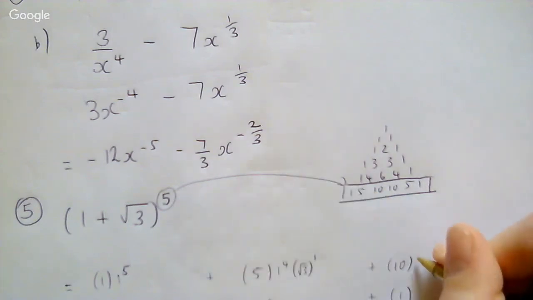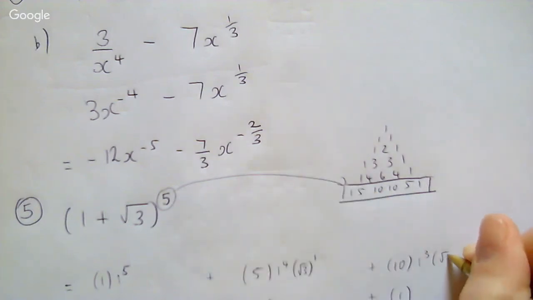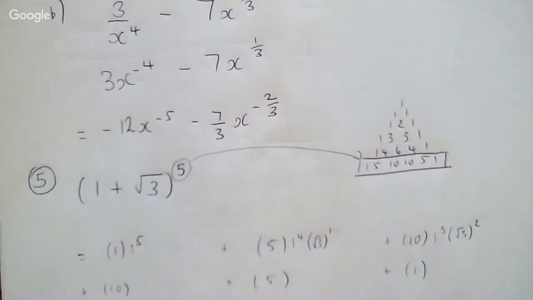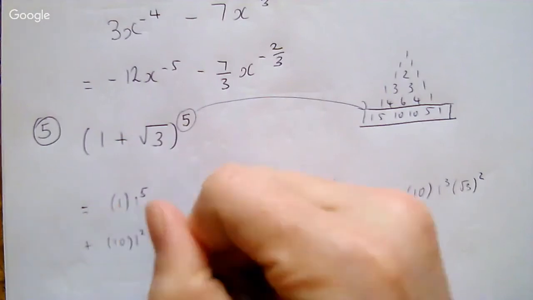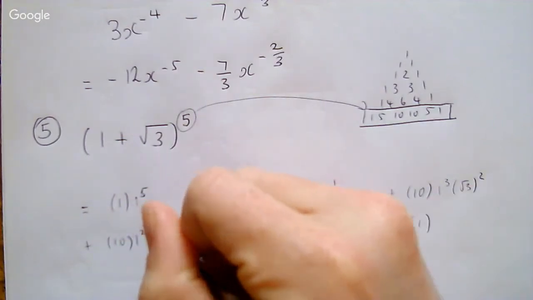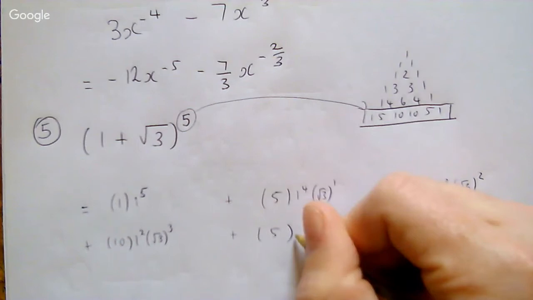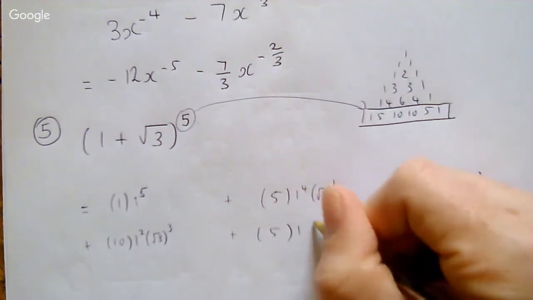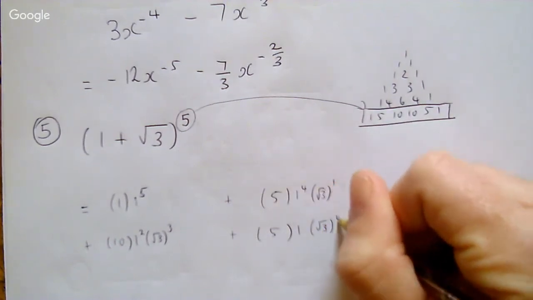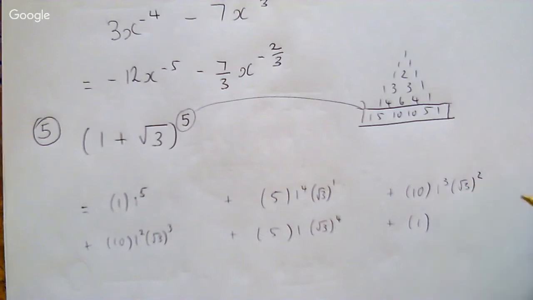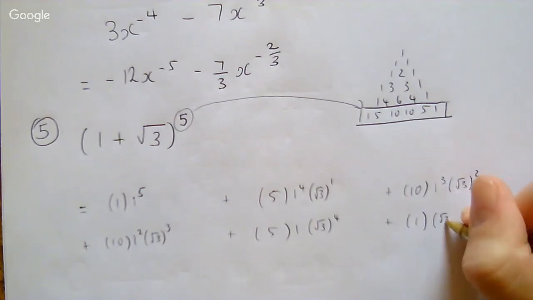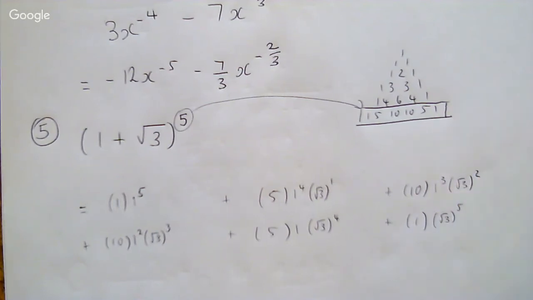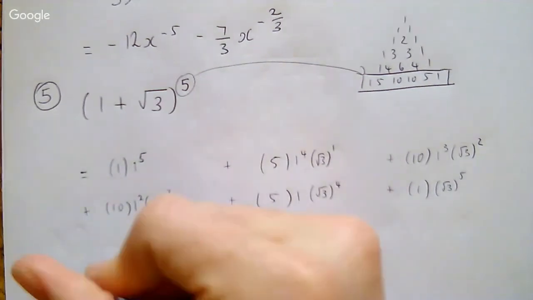Then I'm going to get 1 cubed, and then root 3 squared. And then I'm going to get 1 squared, and then root 3 cubed. And then I'm going to get 1 to the power of 1, and then root 3 to the power of 4. And then finally 1 to the power of 0, which is nothing. Well, it is something, it's 1, but I'm not going to bother writing it in. And then root 3 to the power of 5. Okay? Okay, so let's start expanding out these terms.